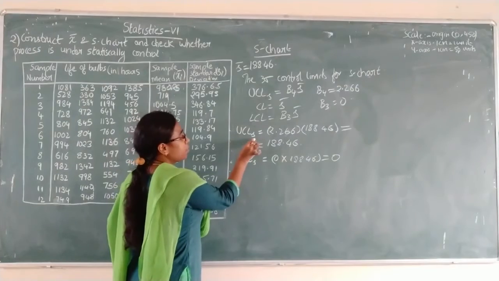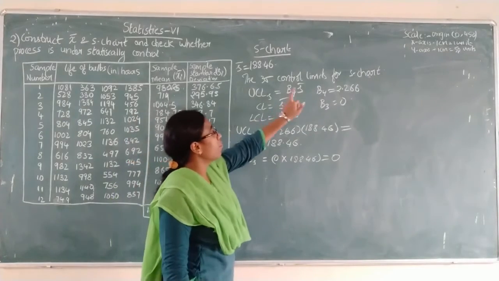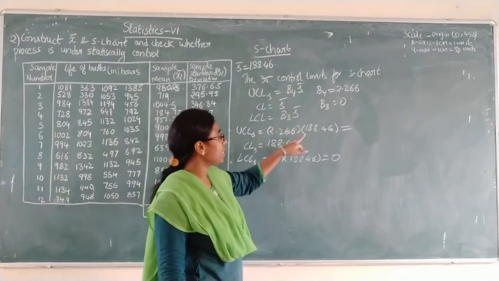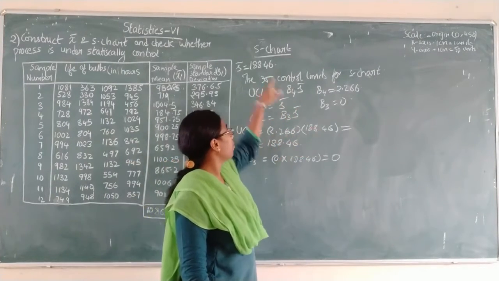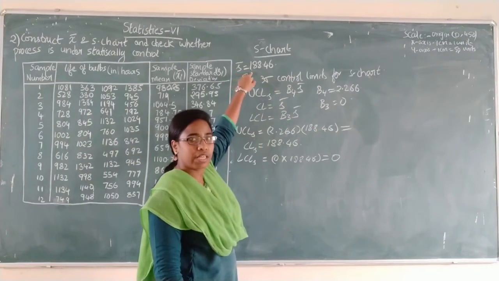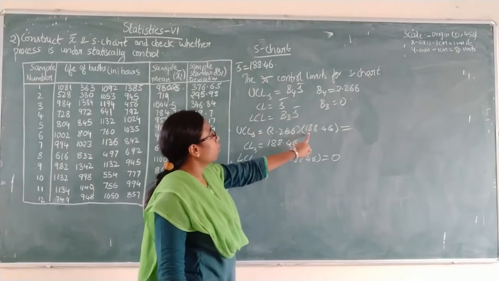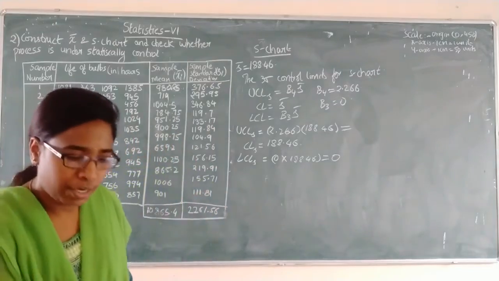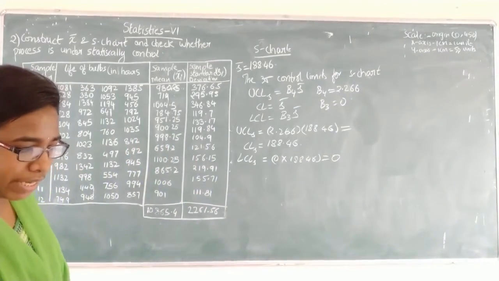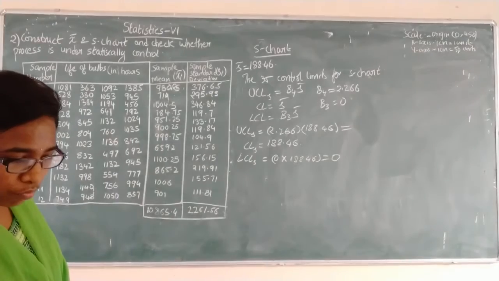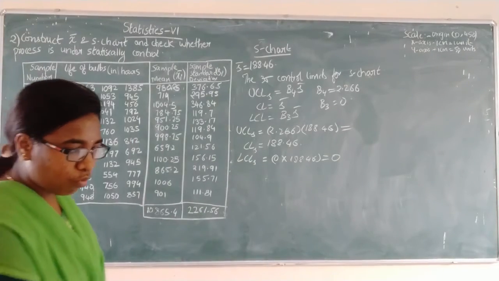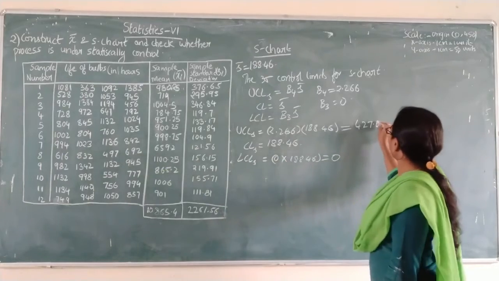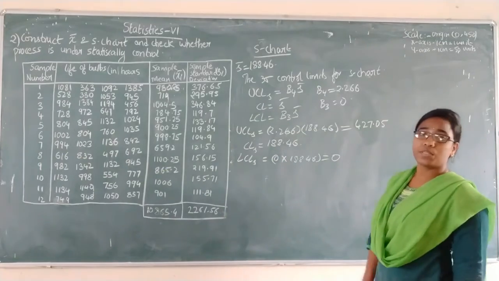First coming to the UCL. UCL is B4 into S bar. So B4, that is 2.266, into S bar. We already got it in the construction of the mean chart, that is 188.46. So 2.266 into 188.46 equals 427.05. So this is the UCL value.